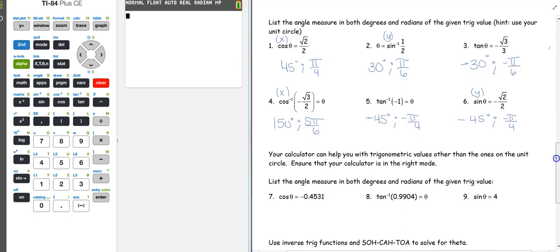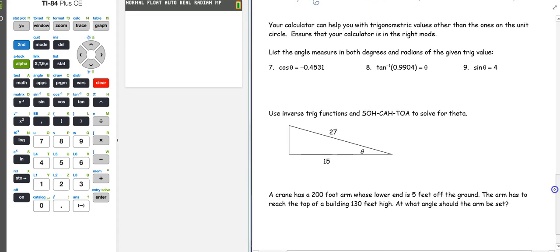For this next section, you're going to need to have your calculators out. We're going to see how to evaluate these numbers if they're not on the unit circle. So the unit circle is a certain set of values, 30 degrees, 45 degrees, 60 degrees. But what if I have 58 degrees? What if I have 43 degrees? We're going to use our calculator to find estimated answers for values that are not on the unit circle.